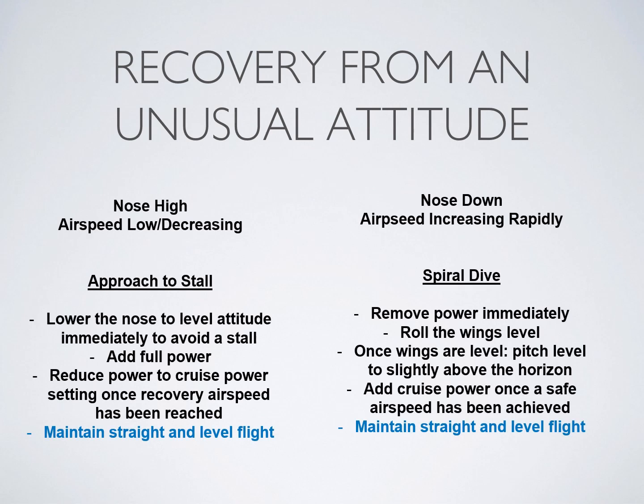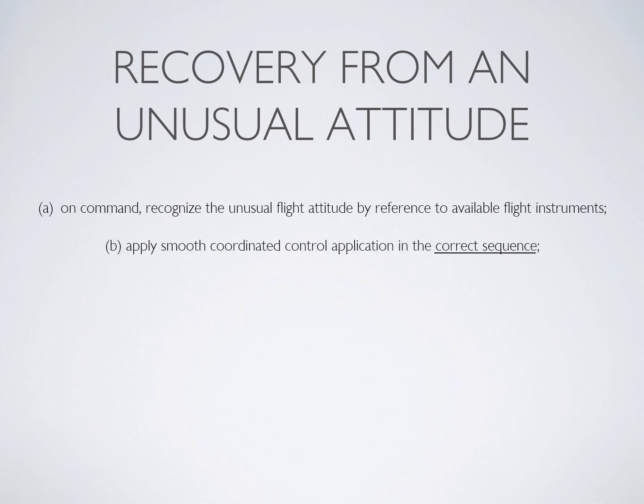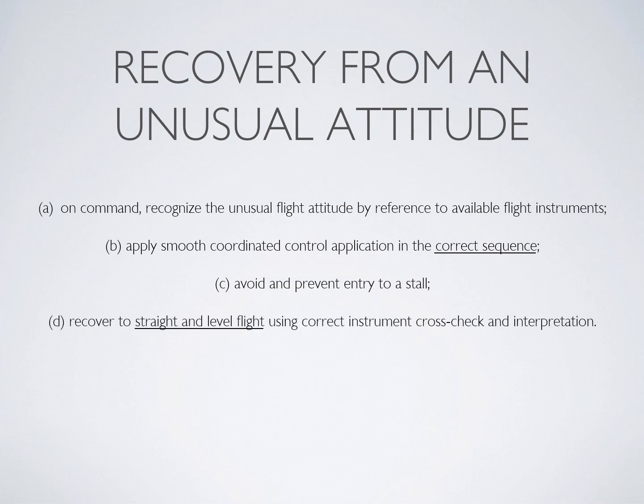Now remember that the correction for an approach to stall and recovery from a spiral dive are not the same in terms of their sequence. So make sure that you are able to recognize and recover with the correct sequence no matter what scenario they give you. Remember that because this exercise is done under the hood, the only tools that you have are your flight instruments to tell you what scenario the examiner has given you. They would like to see the recovery done in the correct sequence, and the only thing they want to see you do is recover back to straight and level flight.